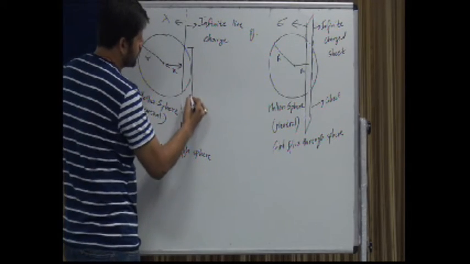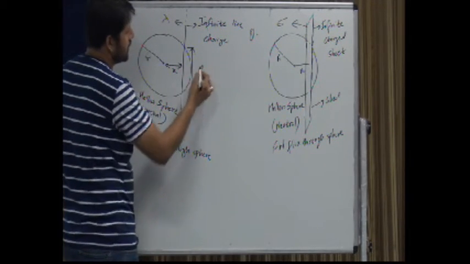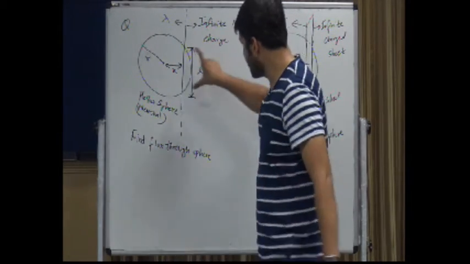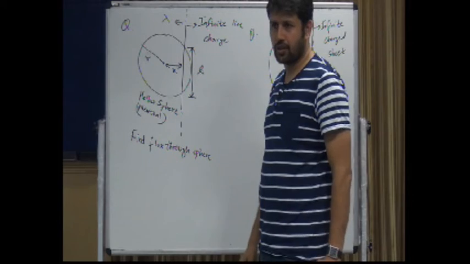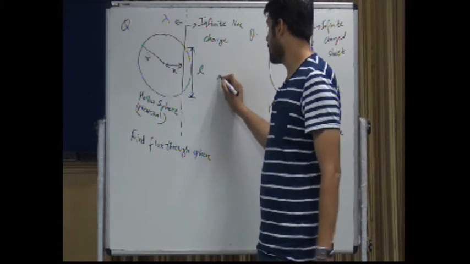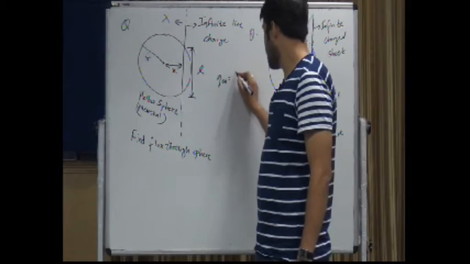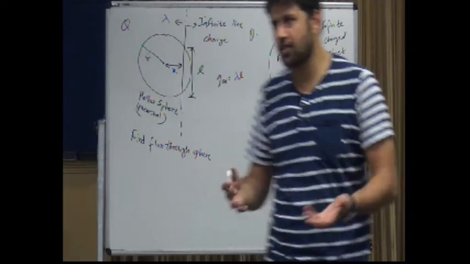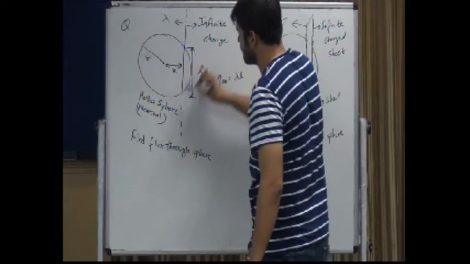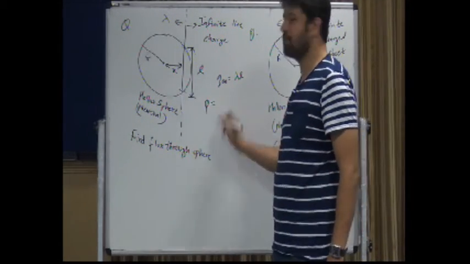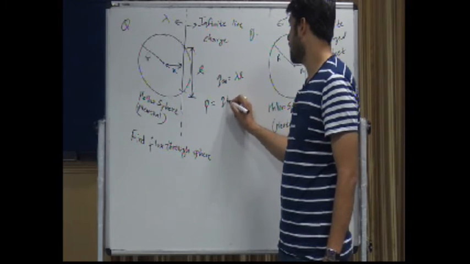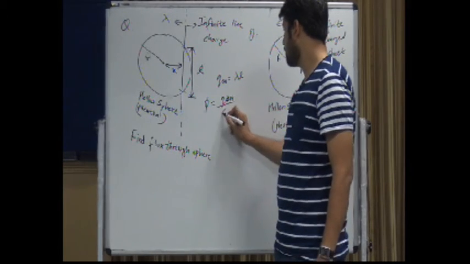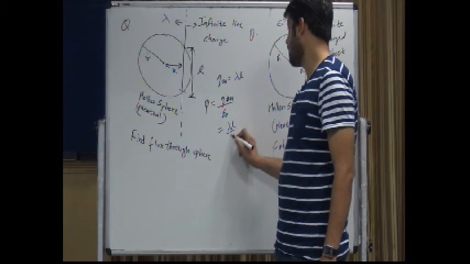Now the portion of line charge that is included, let's call it L. L length of line charge has been included into the sphere. So the charge enclosed would be how much? Lambda into L. The charge inside the sphere would be lambda into L, only this much portion. So flux would be how much? By Gauss law, Q enclosed by epsilon naught, which would be lambda L by epsilon naught.